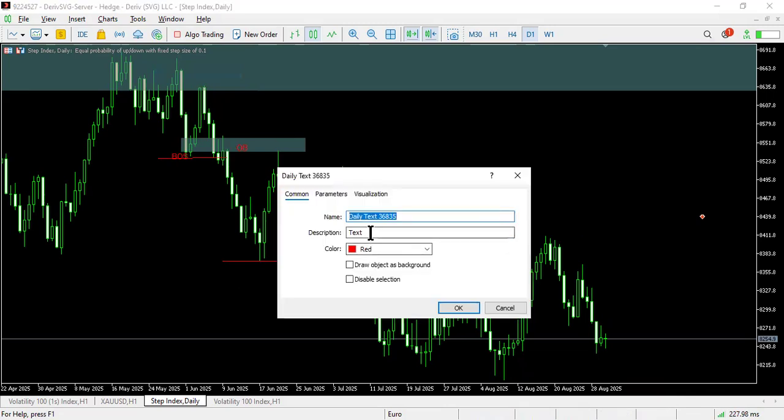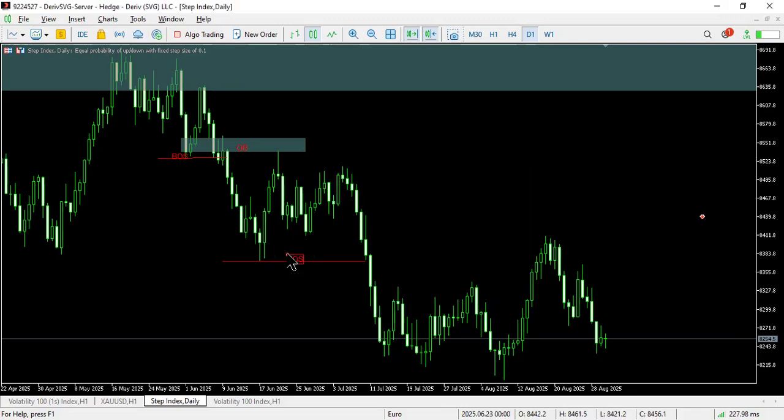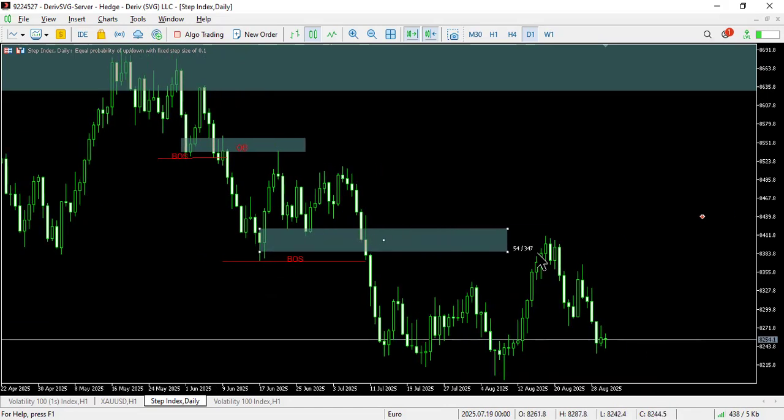We had a break of structure there. Break of structure. And then our order block is always this last candle before the impulsive move, before the correction move up. So that is our order block.